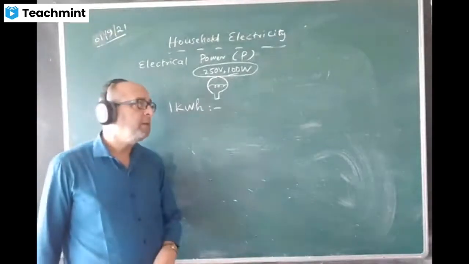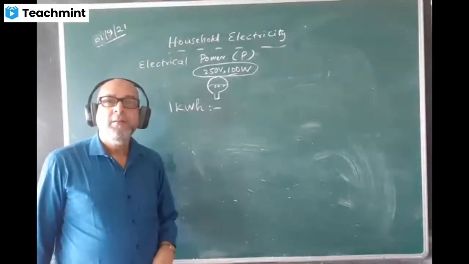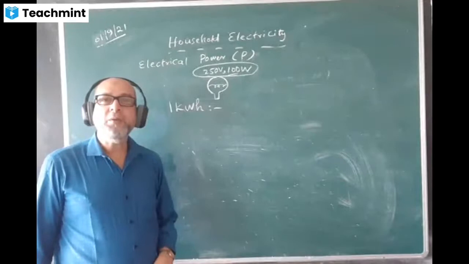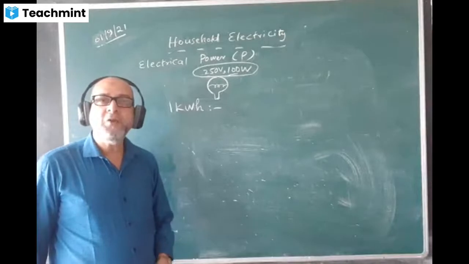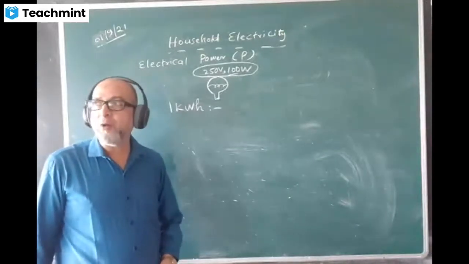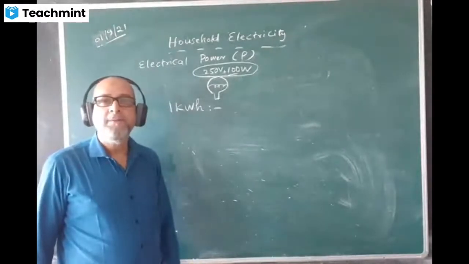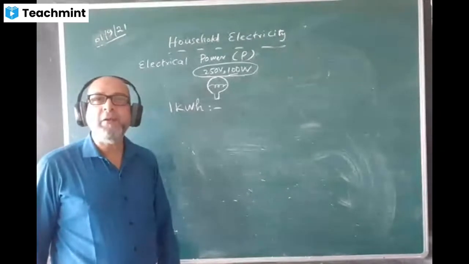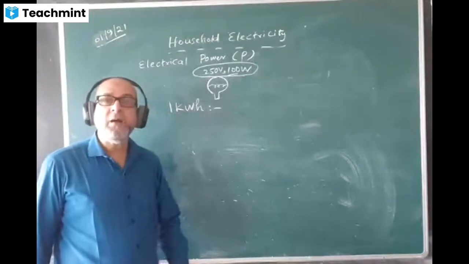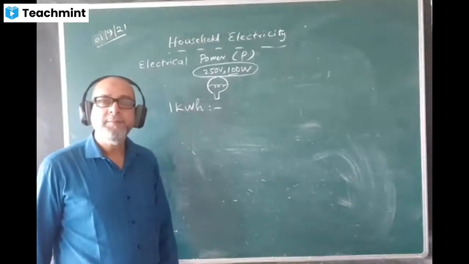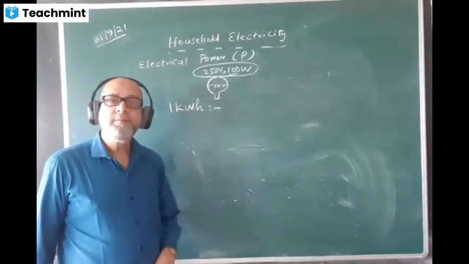What should I repeat? Tell me, I'll repeat. This definition of 1 kilowatt hour: it is the energy consumed by an electric appliance of 1 kilowatt when used for 1 hour. Done. Finished. Yes, sir.